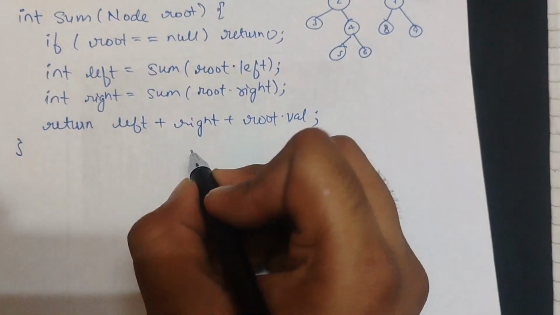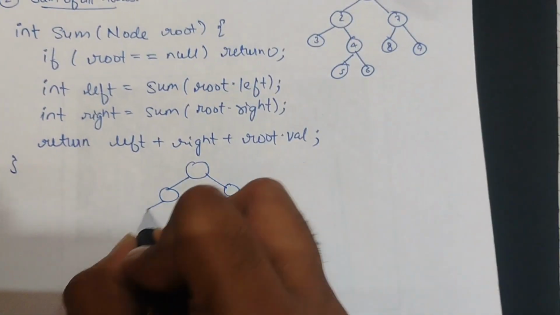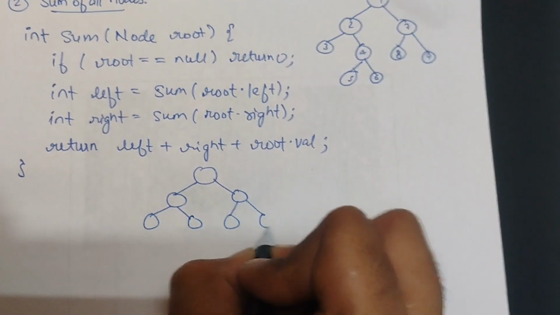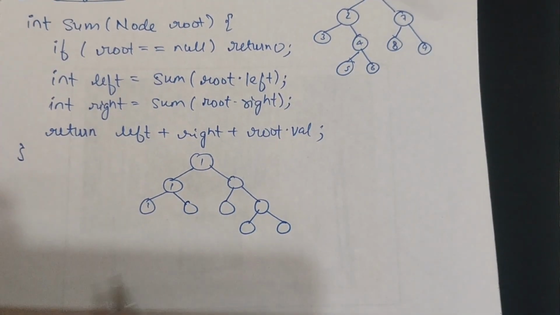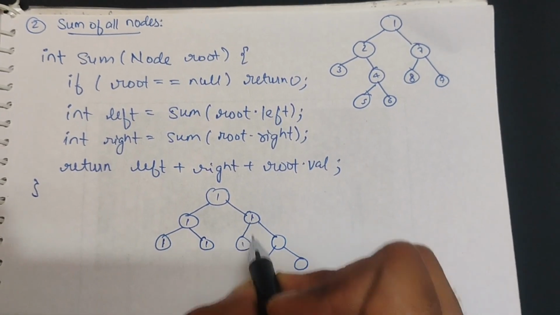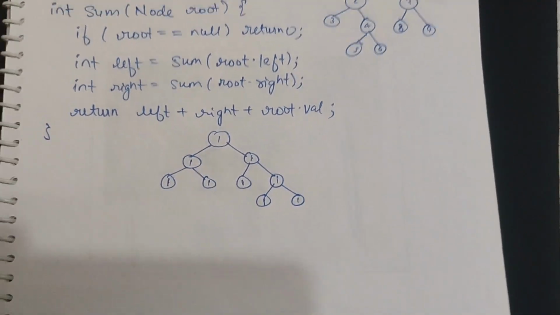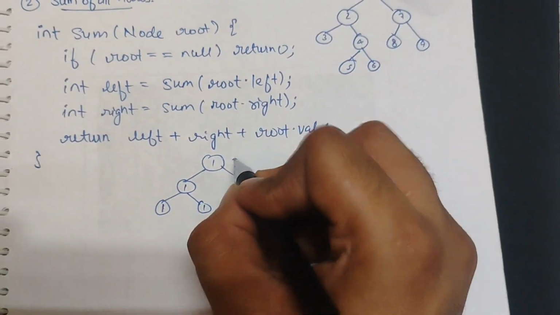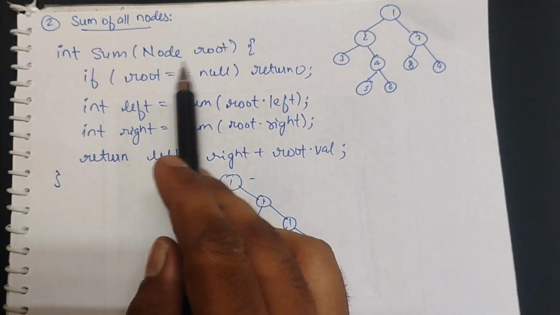Now I'll do a quick dry run for this. I'll make a tree. I'll make all the values one. It would be easier to calculate, and better for understanding. Okay, so starting from the root node, I'll call this function sum passing this root.